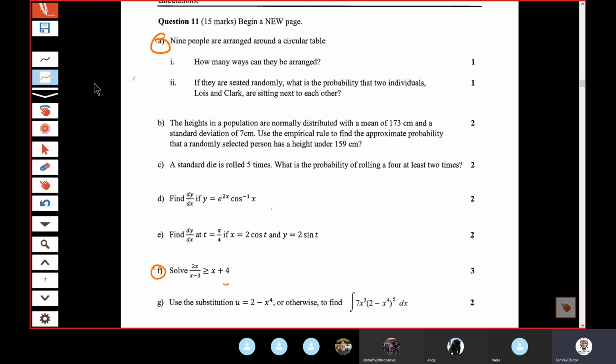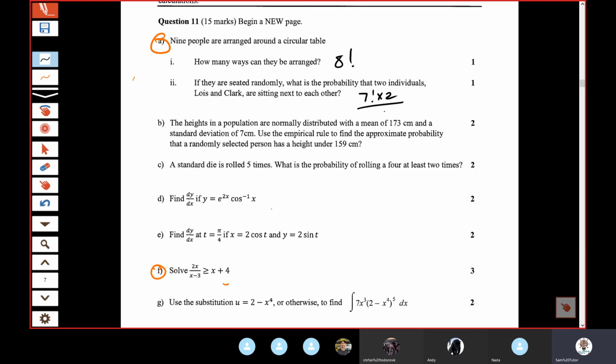Okay, first answers, what do we have? 9 people are arranged around a circular table. How many ways? 8 factorial. If they are seated randomly, what is the probability that 2 individuals, Lewis and Clark, are sitting next to each other? 7 factorial times 2. Is that right? That's your number of ways. And then you have to divide it by?